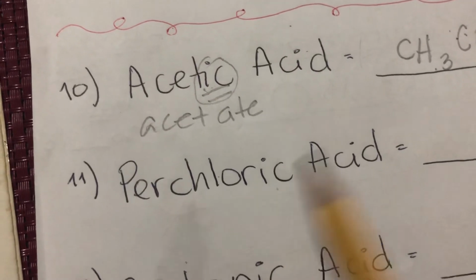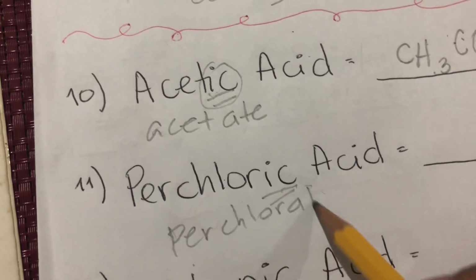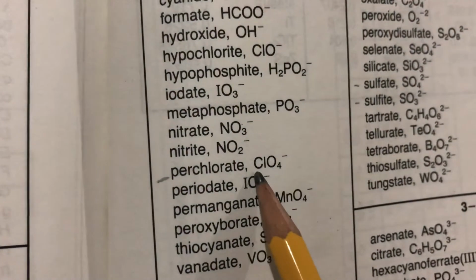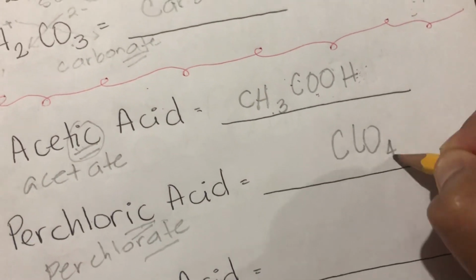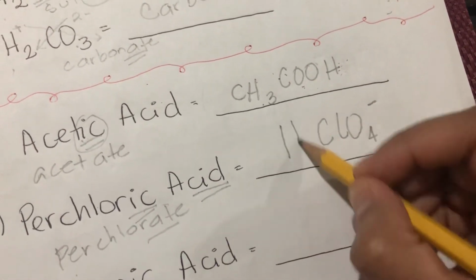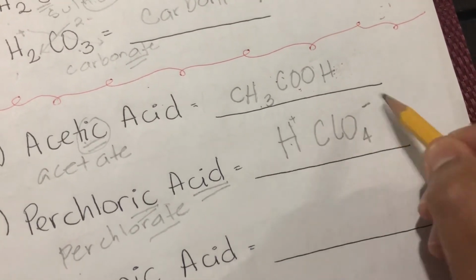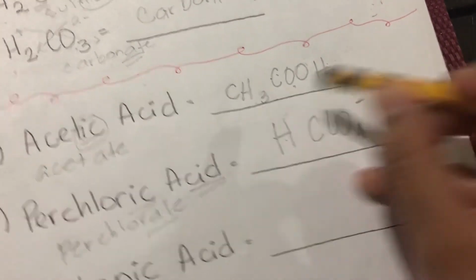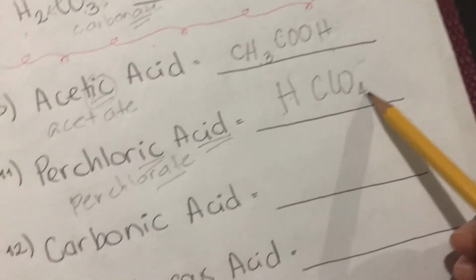Perchloric acid, again, it ends with ic. That means it was perchlorate. I search for perchlorate, and perchlorate is ClO4-. Acid is going to be my hydrogen part. So I have my positive part and my negative part. They are balanced, so I don't need to bring down a subscript. My final answer is HClO4.